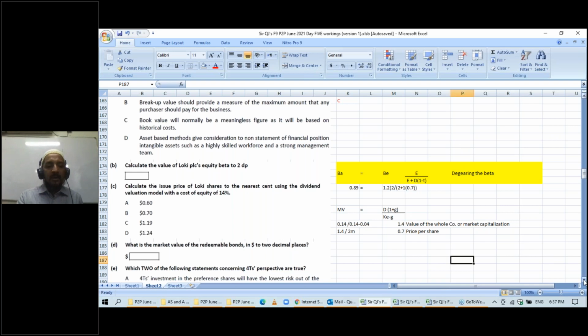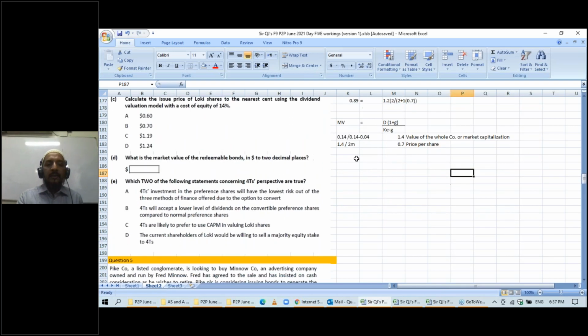Okay. Now, what is the market value of the redeemable bonds? What should be the market value? I have discussed the market value calculation technique. So if you are buying a redeemable bond or a loan note or a convertible bond, what will you do? You will calculate the present value of cash flows associated with that bond, which is the interest and the redemption value. So we will calculate the interest and the redemption value.